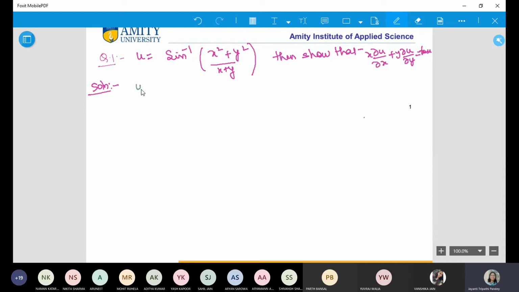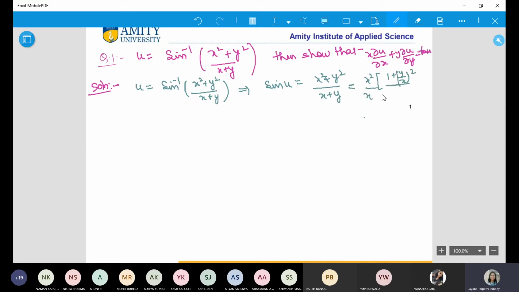Now this is u equal to sine inverse of something. This means sine u is (x square plus y square) upon (x plus y), which means x square times (1 plus y square by x square) upon x times (1 plus y by x). Any problem in understanding this? This means x phi of y by x. Is this fine?